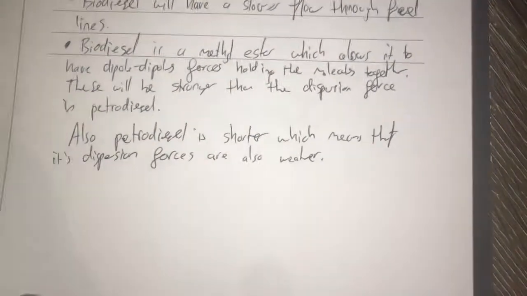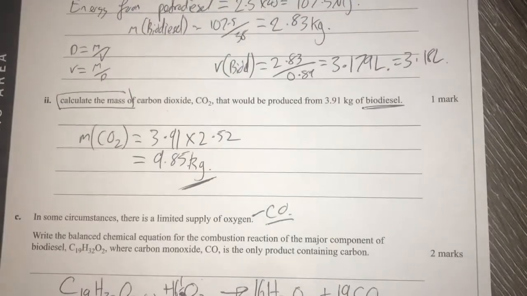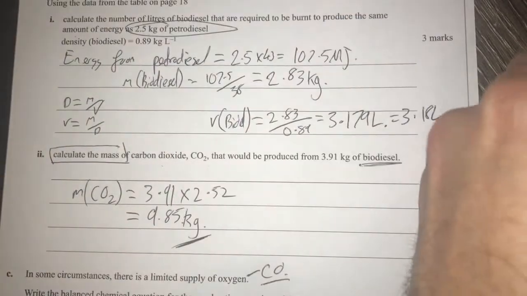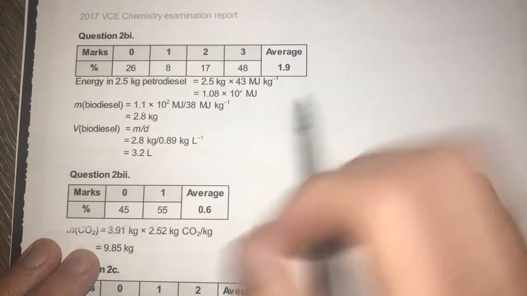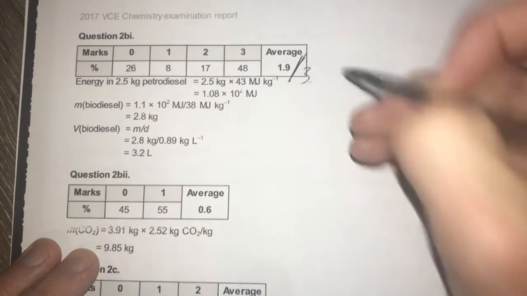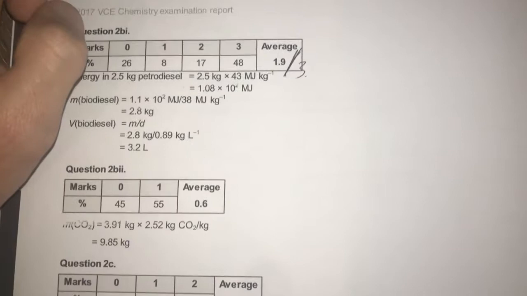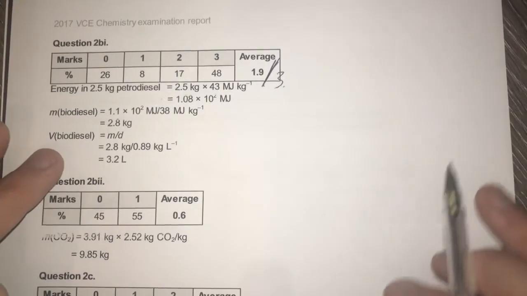Now let's have a look at the next one. We've got part B, examiner's report. Let's have a look at this. Here is our question. This question obviously most people got about 2 out of 3. So again, the average is about 2 out of 3. The question here breaks it down again into pretty much what we've done.